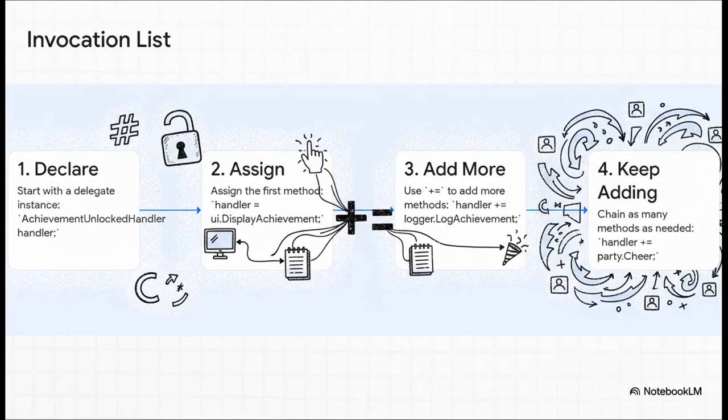Check this out. Using the simple plus equals operator, you can build what's called an invocation list. So we start with our handler. First, we just assign the UI's method to it. Then, we use plus equals to tack on the logger's method, and then we do it again for a party method. Just like that, our single handler variable now holds references to all three of those functions.